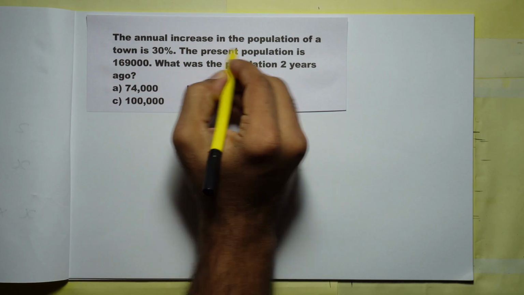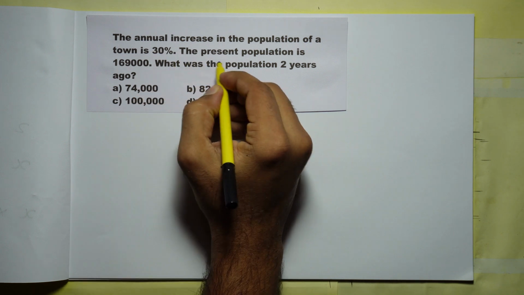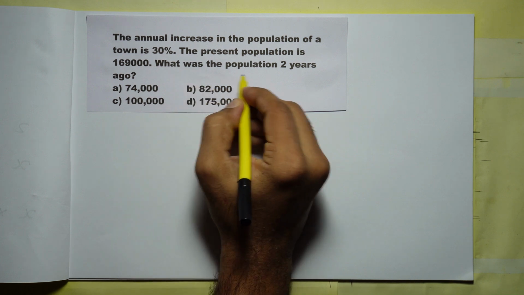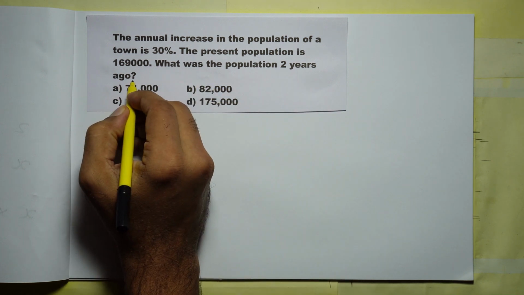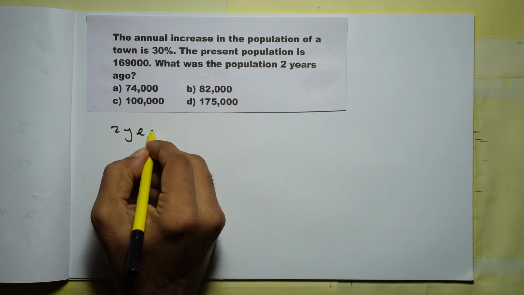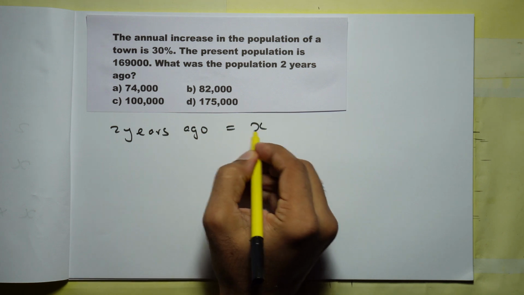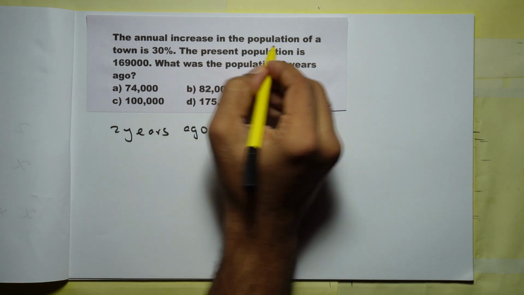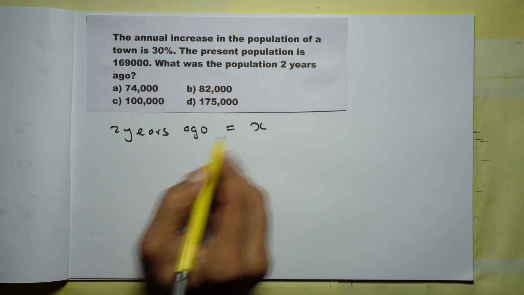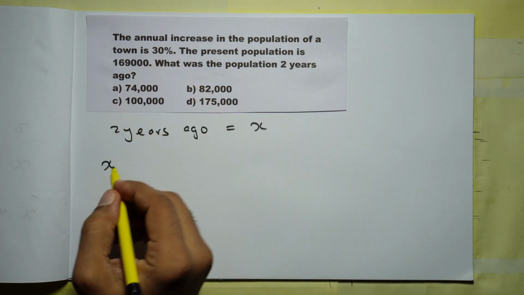The annual increase in the population of a town is 30%. The present population is 1,69,000. What was the population 2 years ago? So we need to find the population 2 years ago. So 2 years ago we will assume that the population is X, and every year the population increases by 30%. So 2 years ago it was X, and during the next year every year it will increase by 30%.